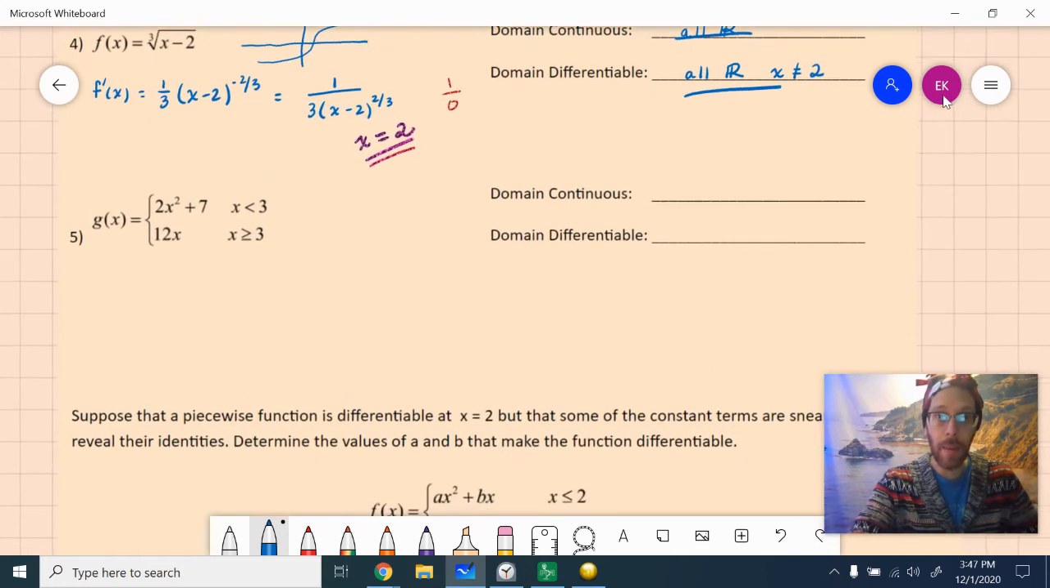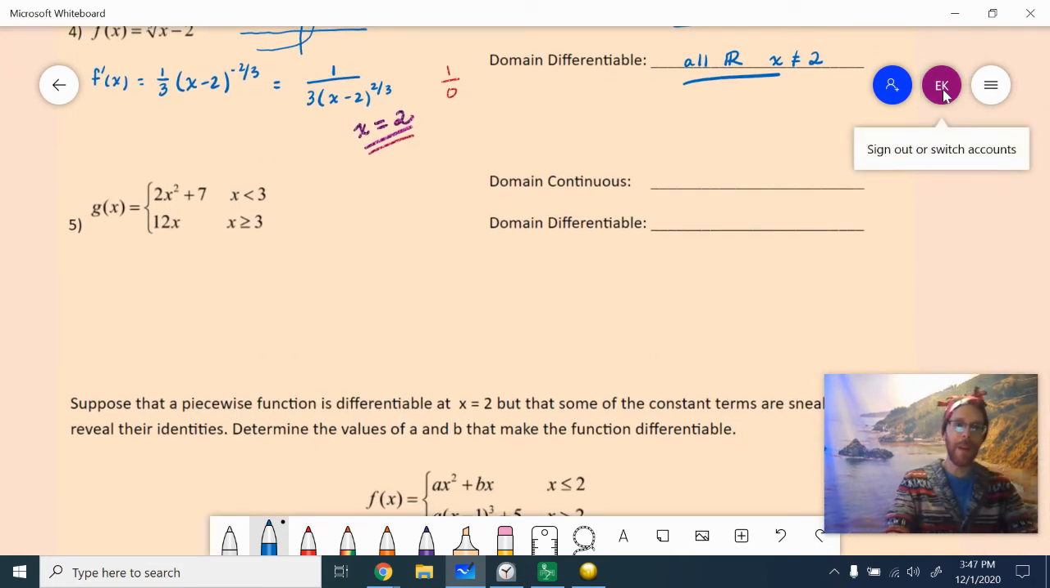Let's take a look at number 5. Number 5 is a piecewise function. When we look at this piecewise function, we see that it is quadratic for the first branch and it is linear for the second branch. Both of those are continuous types of functions. So if this thing is going to be discontinuous, it will be at 3.